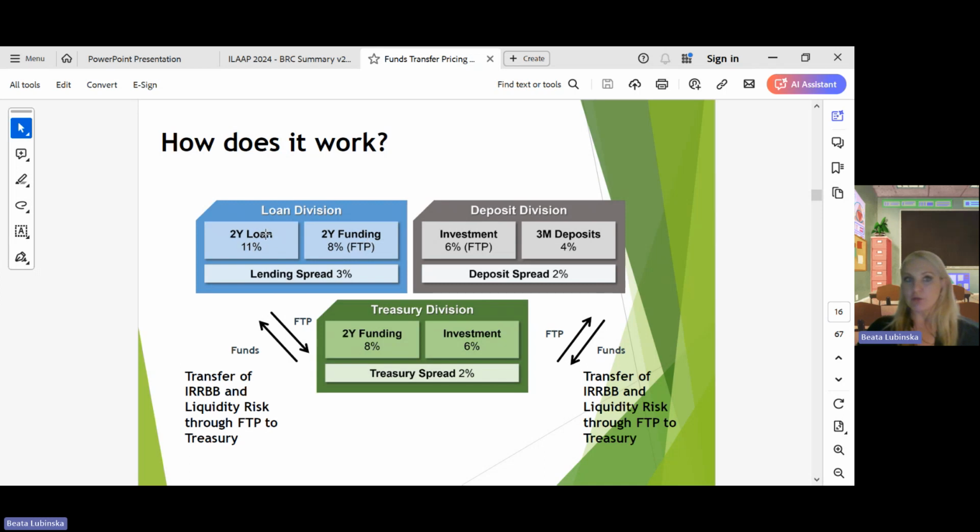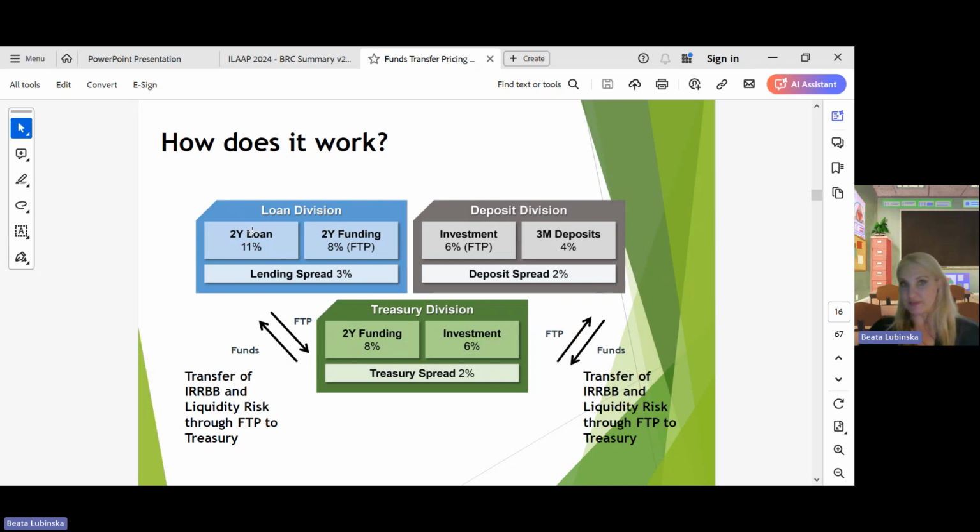And as a result of this process, we have the difference between 11% and 8%. 8% is the FTP rate. And the difference is 3%. So the 3% represents the commercial margin to the business unit for the loan. And it is locked in. If you notice, it is locked in for the whole life of the product, because of course we matched the tenor of the loan by matching the FTP rate to this product.